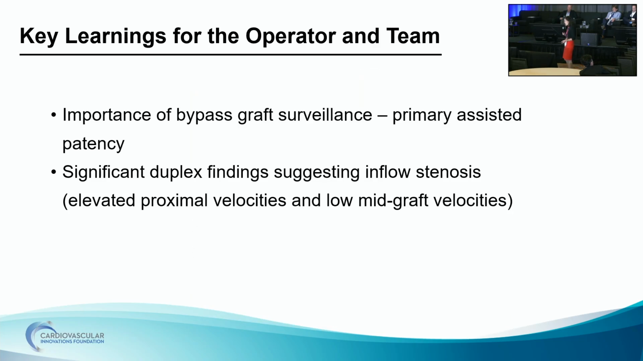And I think this case points out the importance of bypass graft surveillance for these bypasses, because primary assisted patency for these bypasses is actually very good. So depending on where the distal anastomosis, where the target is, the patency for a vein bypass graft is probably 60 to 70% at 5 years. And the primary assisted patency, meaning if you can salvage this bypass graft before it occludes, is very close to that.